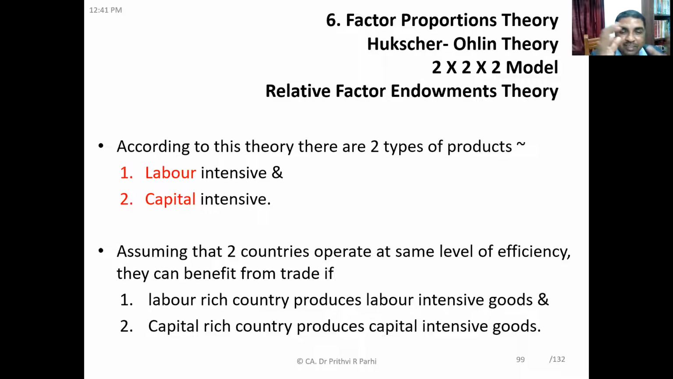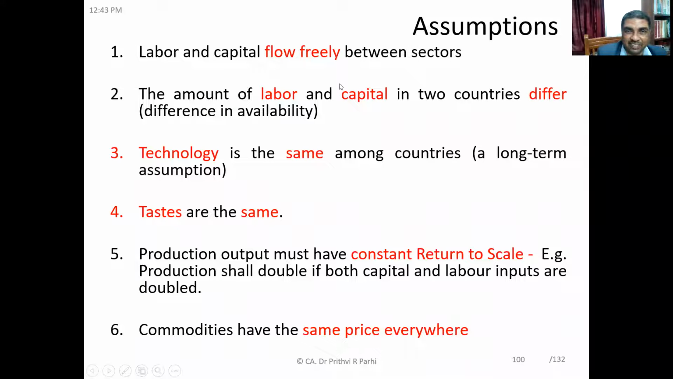But there are some other industries, some other goods and services which are capital intensive. For example, let us say you want to have a fully automated steel plant. You need a lot of money for that kind of product. So a capital rich country should be engaged in production of those goods. This is what the theory suggests.